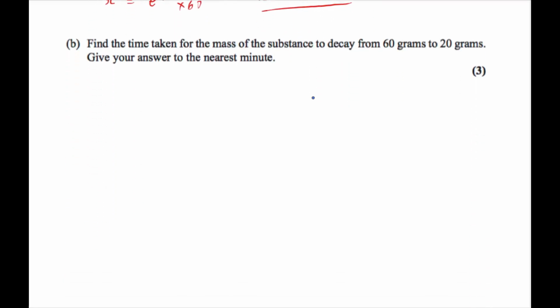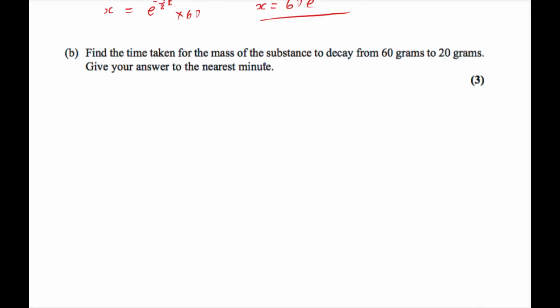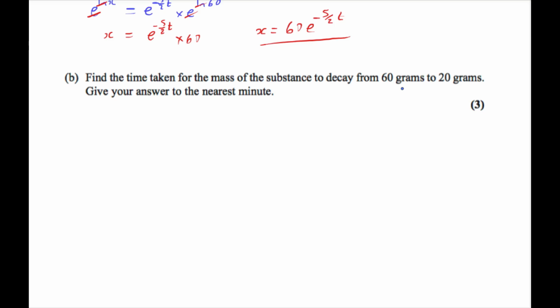Part B of the question says, find the time taken for the mass of the substance to decay from 60 grams to 20 grams. Give your answer to the nearest minute. 60 grams was the value we had for x when t equals 0. So to answer this question, all we need to do is sub in x equals 20 and rearrange to solve for t. So we have 20 equals 60 times e to the minus 5 over 2t. Divide both sides by 60 to get 20 over 60, which is a third. So we have a third equals e to the minus 5 over 2t.